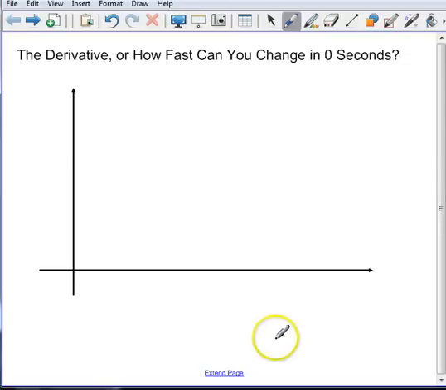Okay, this is a big, exciting topic. We're going to actually talk about calculus here, and we're going to discuss what a derivative is. Now, the main thing to remember about a derivative is that it's just a rate of change.